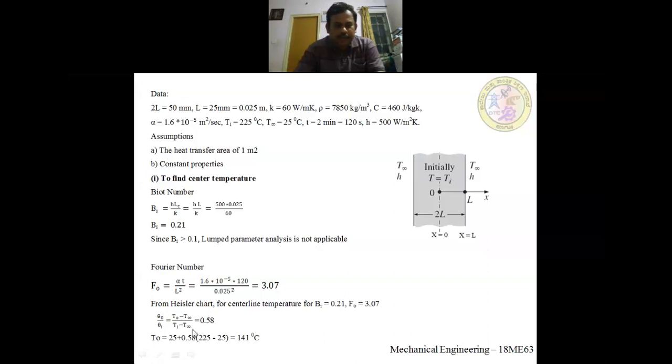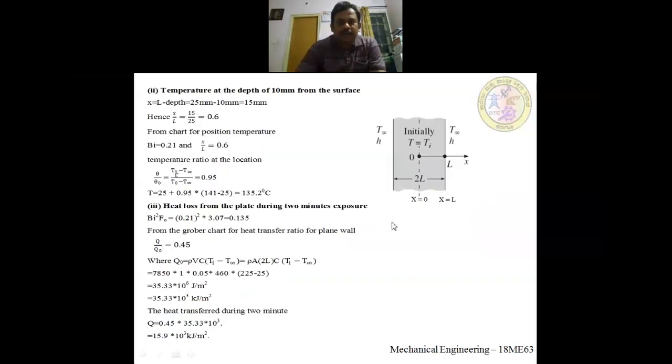0.58 into Ti minus T infinity. Ti is 225, T infinity is 25. Minus T infinity is there, so you need to take it to the right hand side, and it will become plus T infinity, that is nothing but 25. You can calculate the center temperature. So this is how you calculate the center temperature using the chart.